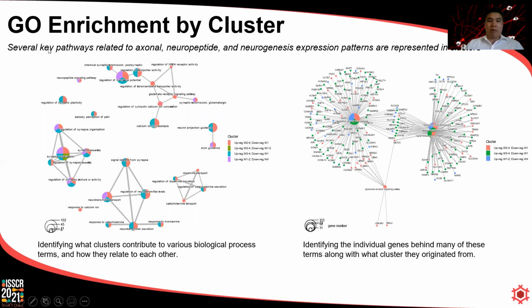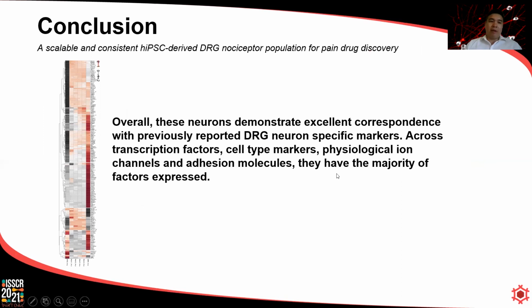We wanted to look at several key pathways related to axonal, neuropeptide, and synapse organization, and how they related to one another, and then also the genes behind them. With that, we have a scalable and consistent iPSC-derived DRG nociceptor population that is important for pain drug discovery. They express a lot of the same markers that real DRG neurons express.